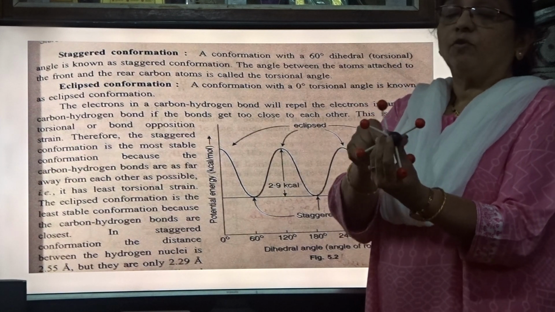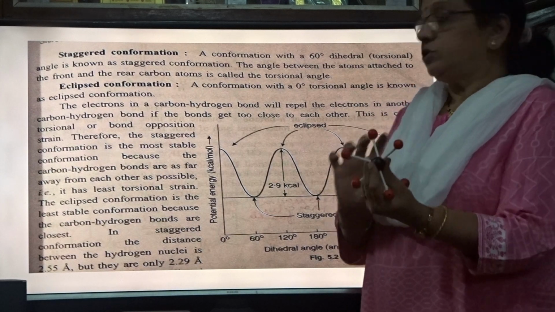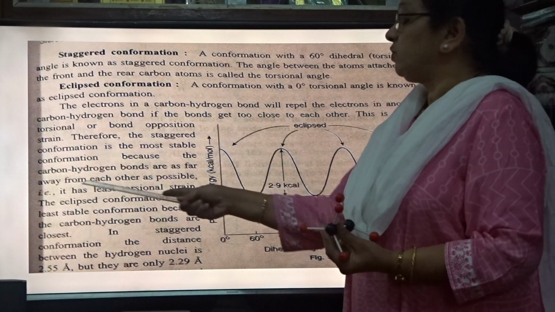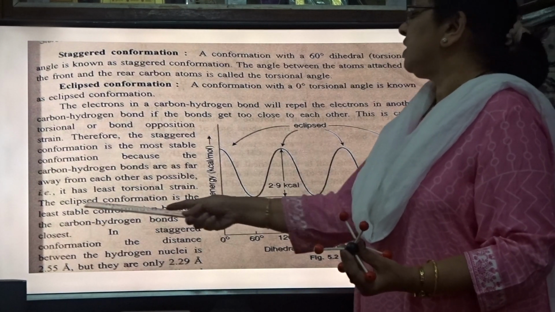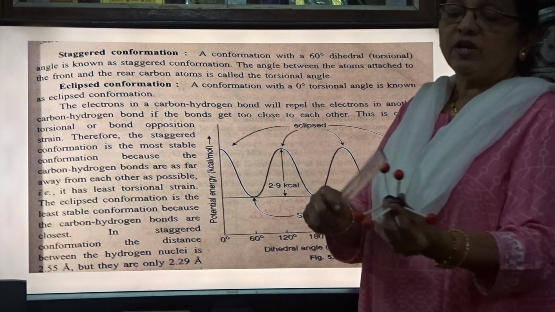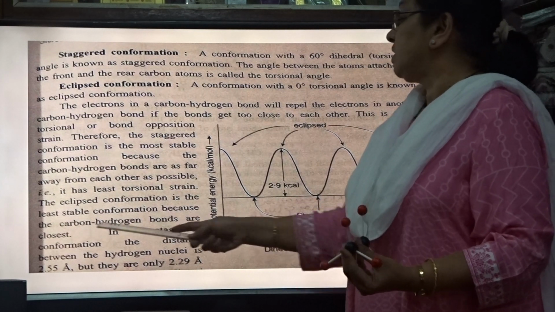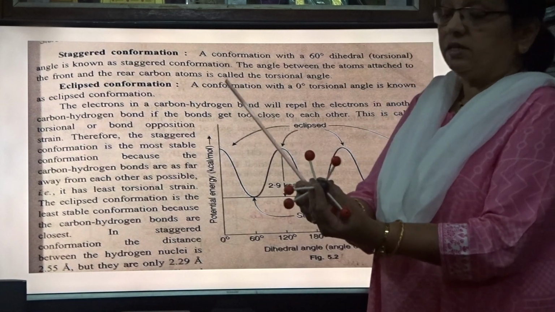The staggered conformation, when the hydrogen is in between the other two, is the most stable conformation, because the carbon-hydrogen bonds are far apart from each other. It has the least torsional strain. The eclipsed conformation is the least stable, because the carbon-hydrogen bonds are closest. In the staggered conformation the distance is more.